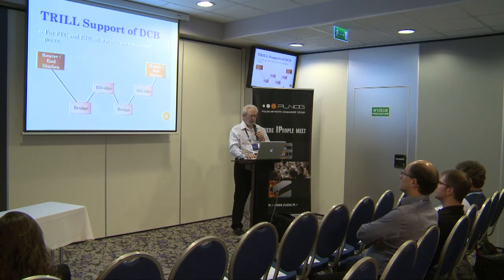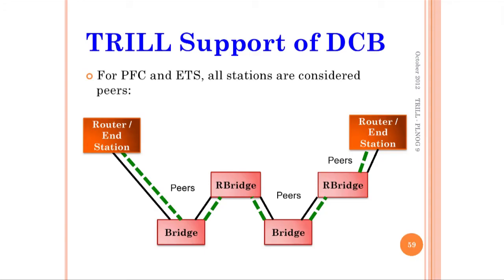In this case, the peering for this sort of thing is really different because essentially everything along the path that has a queue that might overflow needs to be part of the peering for these DCB protocols to make sure you don't have frames lost due to congestion.